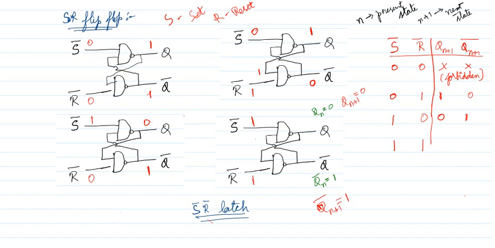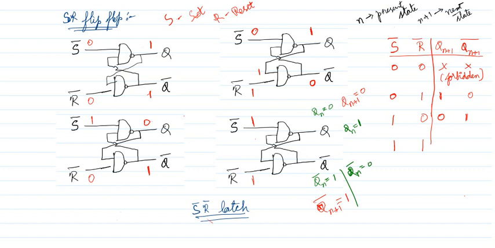Okay, this is one assumption. Let us make another assumption. It need not always be 0 and 1, it can be 1 and 0. We will check that case also. That case I will write here. Let us assume the past value, I will use green color, Qn is 1, so Qn bar is 0.